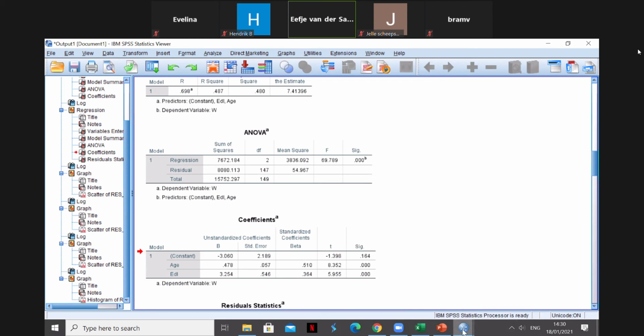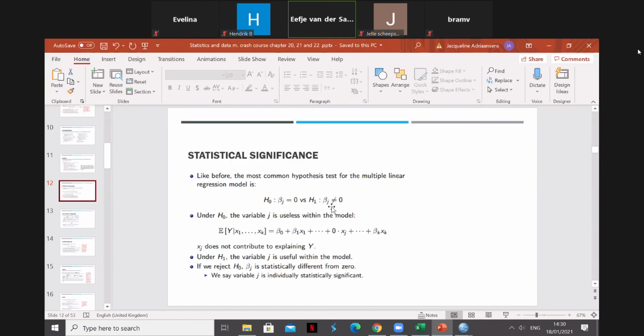That's what statistically significant means, because you test whether beta j is different from 0 or it is 0. And if it's 0, then it doesn't help in the model, because if x goes up with 10, y won't change because the coefficient is 0. And if it's not 0, then y will change. So it's useless in the model if it doesn't contribute to explaining y under H0, and under H1 it is useful. And if we reject H0, so we tentatively accept H1, then beta j is statistically different from 0, and we say it's individually statistically significant.